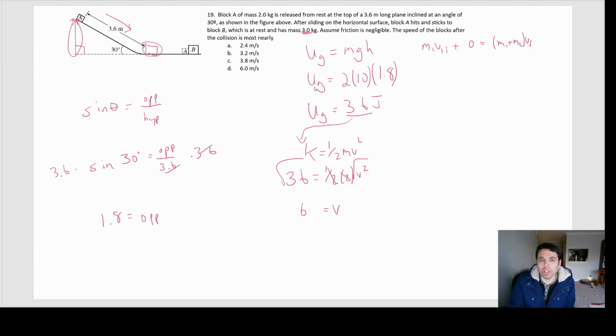All right, so m1, that's block A, mass 2, times, now we know velocity initially was 6, because we solved for it, equals 2 plus 3 is 5 total mass times vf. 2 times 6 is 12, equals 5 vf. We divide by 5, and we get 2.4, which is 2 2/5, so vf equals 2.4 meters a second, which is our answer. And there we go. Very good.